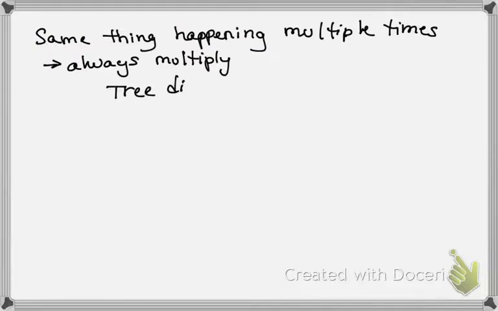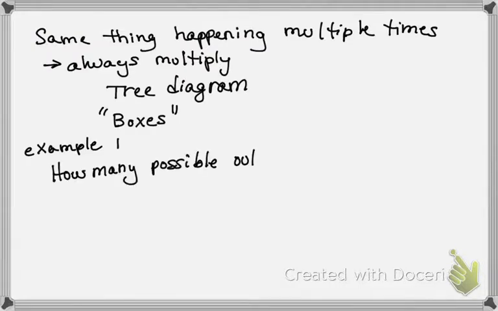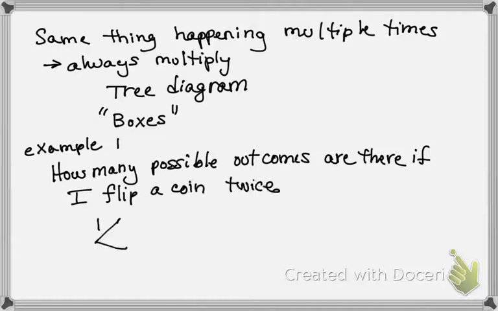So let's take a look at something that's happening multiple times, saying how many options do you have if you flip a coin twice? Some things, if it's the same thing happening more than one time, you just multiply. You can draw a tree diagram to understand this, or you can draw boxes. So if you're looking at how many outcomes if you flip a coin twice, or if you flip 2 coins at once, you're going to assume one hits the ground a millisecond before the other.